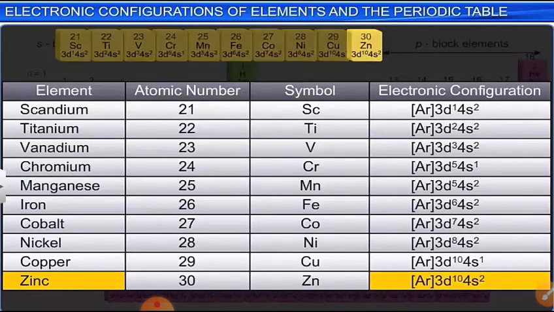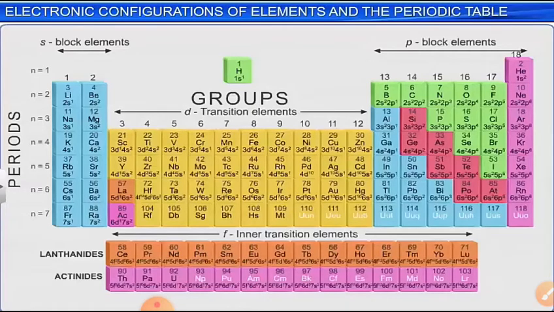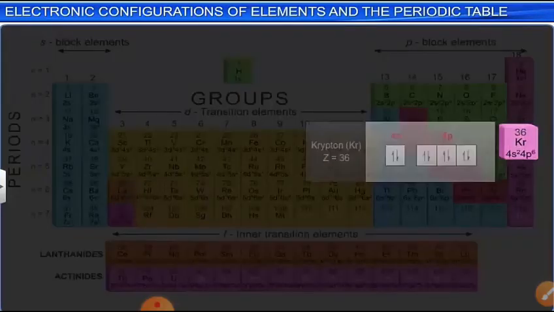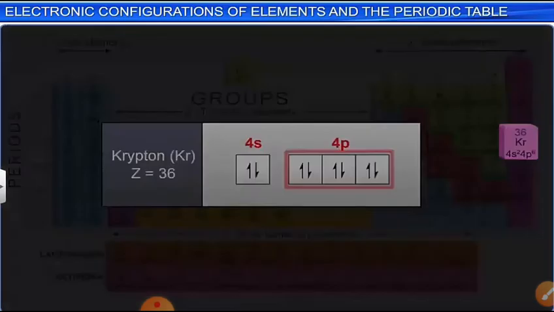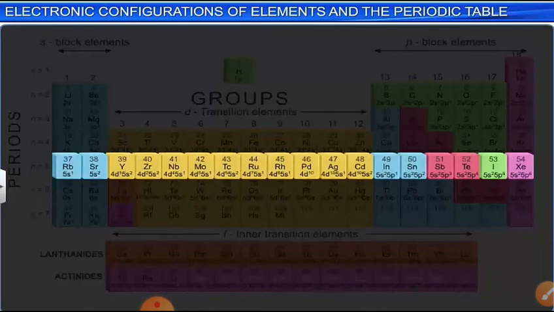So the configuration is 3d10. First the 4s orbital is filled, then 3d, and then 4p. That comes as a p block. So if you see the arrangement, you have s, d, and then p. So the p block or p orbital is filled at the last.